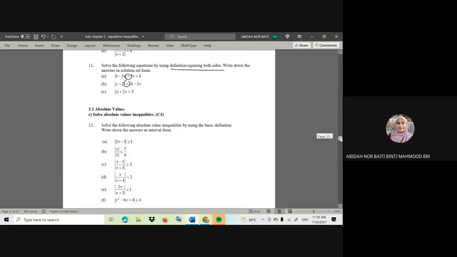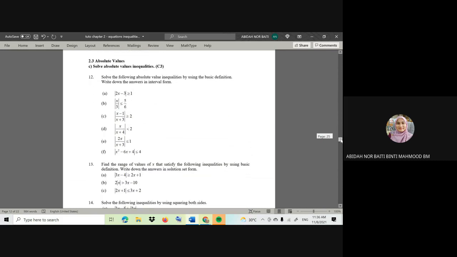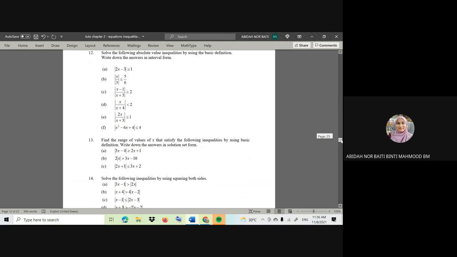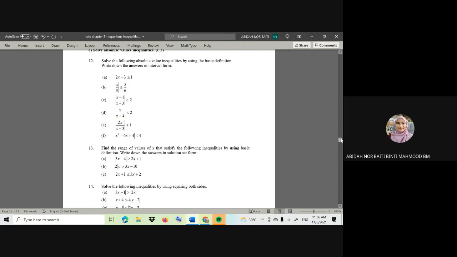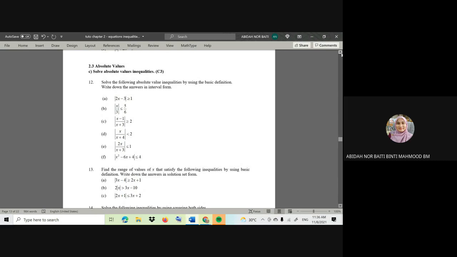So kita nak tengok yang ni, inequalities, absolute values, inequalities. Okay. Absolute values, inequalities. So untuk yang ni, kita guna goal ya. Untuk mudah ingat sebenarnya. Goal. What is goal? G-O-A-L.